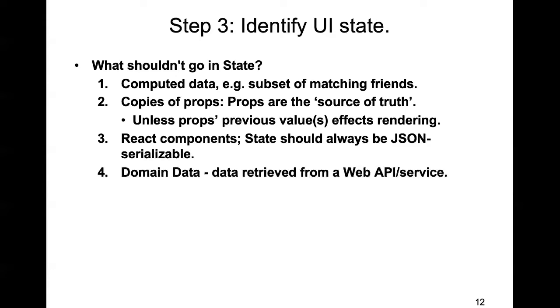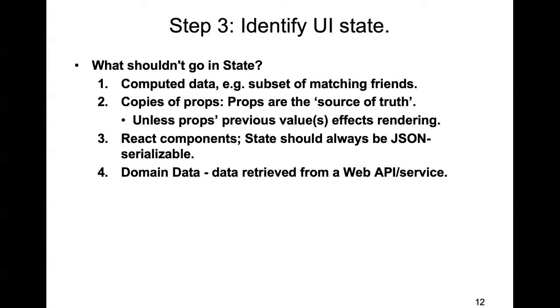Now, number 4 actually seems unusual because I have broken rule number 4 myself already. I'm saying domain data should not be stored as a state variable. Domain data is the data that you receive from your web API. We could also refer to it as model data. If you remember the model view controller pattern and the M part of that. So model data, domain data, web API data, all different terms for the same thing. You should not store that data as state variables.